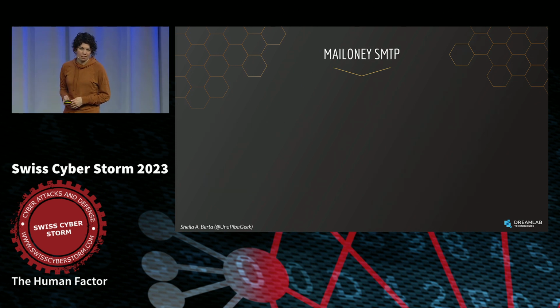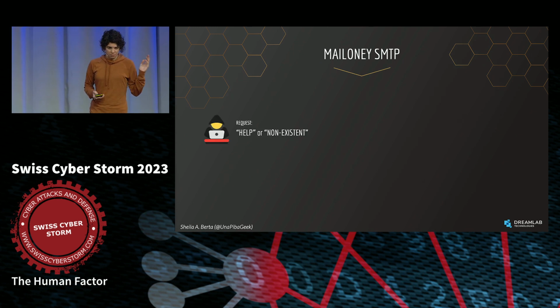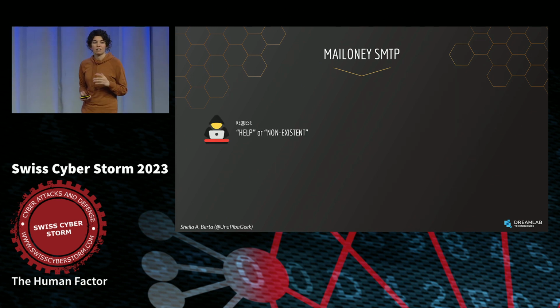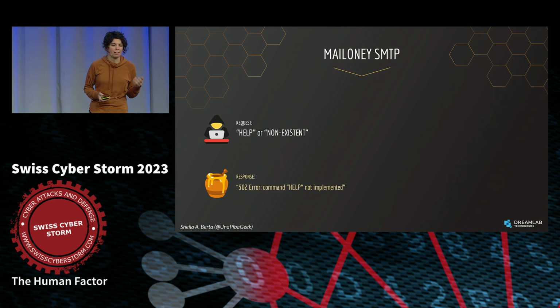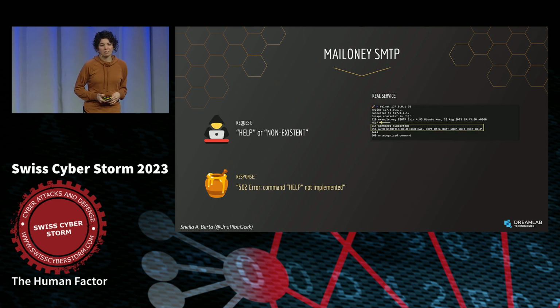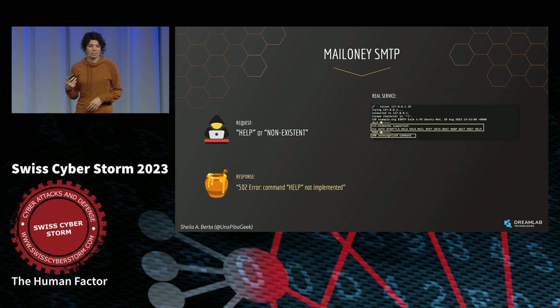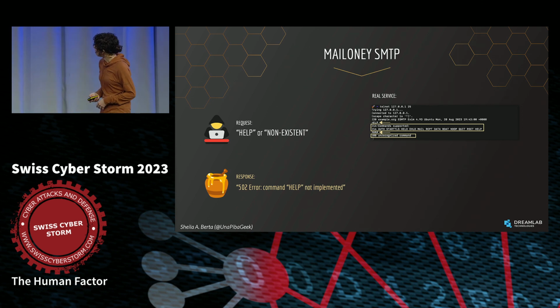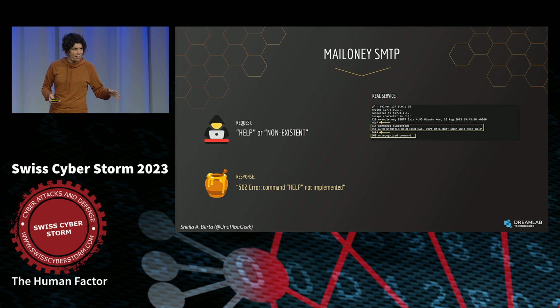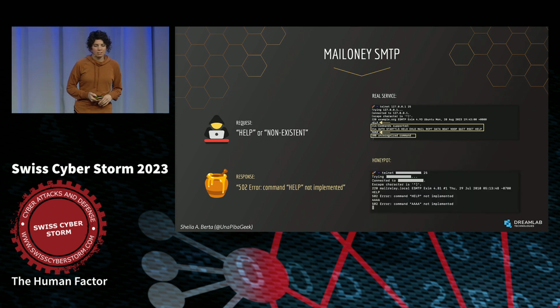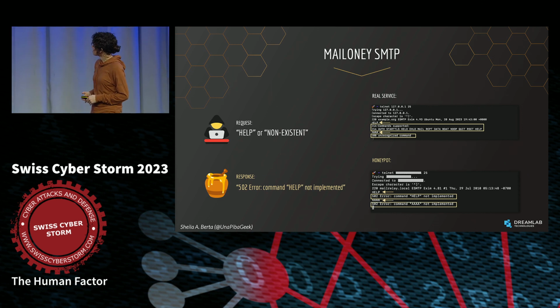Mailoney SMTP, this is an email server. Very simple detection as well. We send a help or non-existent command, and it responds with a 502 error, command HELP not implemented. If we compare with a real Exim, if we send the help command, you will see the actual answer, the correct answer, that is the commands supported. If we send a non-existing command, you will see an unrecognized command message. That's fine, that's the real service. If we now do that with the honeypot, we see that we get this error that the command is not implemented, and the same for the non-existing command. So that was quite simple as well.